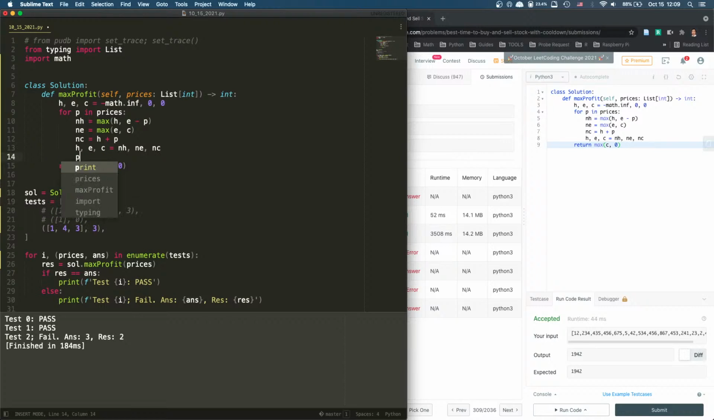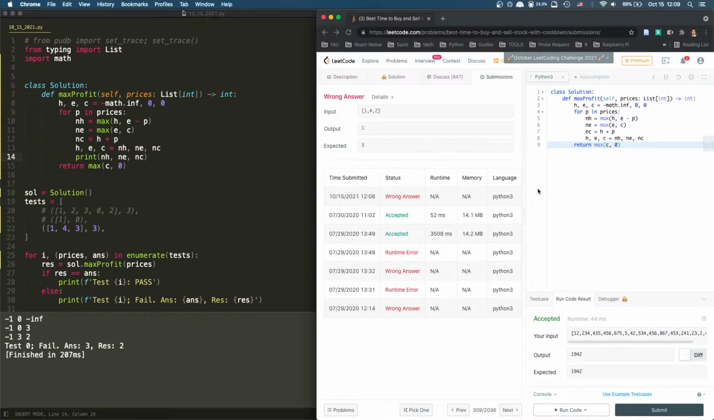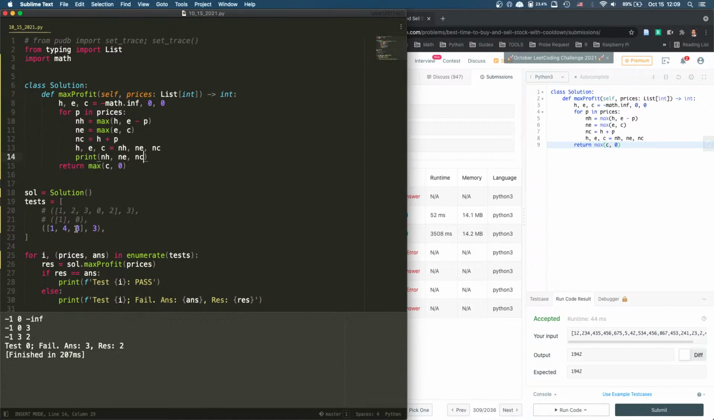So what? We print new H, new E, and new C at each time. Let's see. It is 3. Why did I get 2? Oh, it's 2. So I should return empty. Huh.